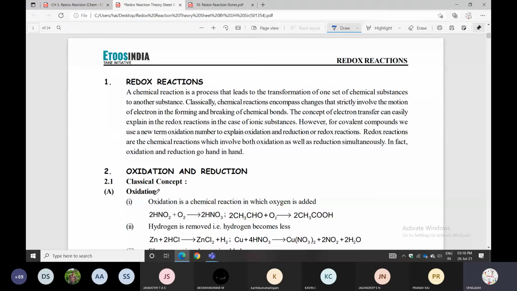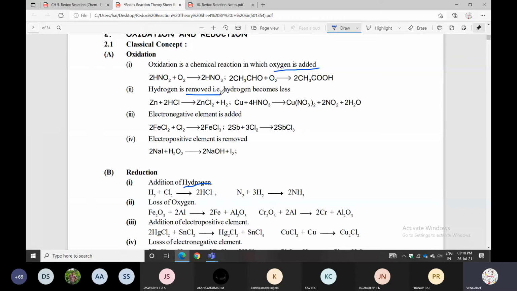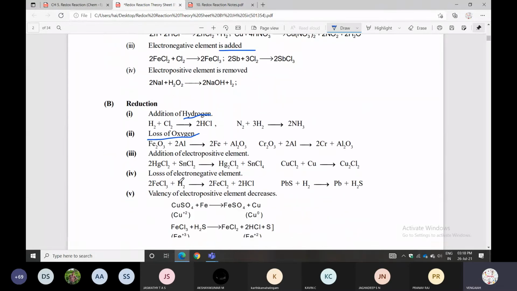Oxidation or reduction. Oxidation is a chemical reaction in which oxygen is added. So when oxygen is added, you can say oxidation. Or hydrogen added is reduction. Hydrogen removed is oxidation. Loss of oxygen is reduction. Electronegative element is added, oxidation.